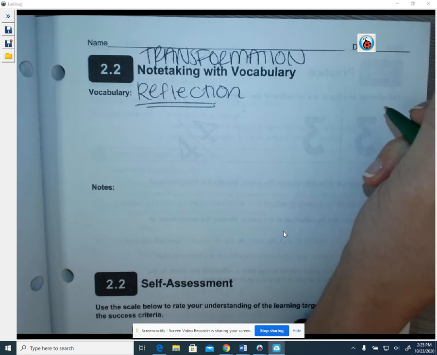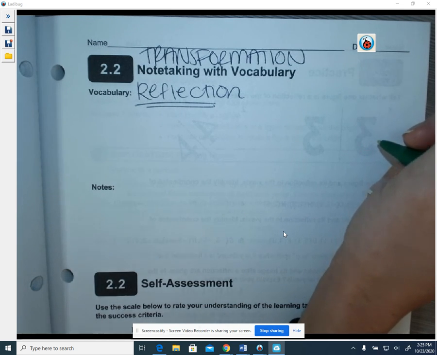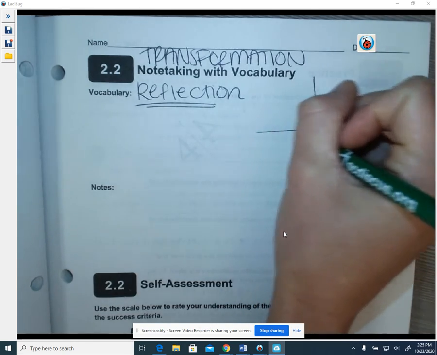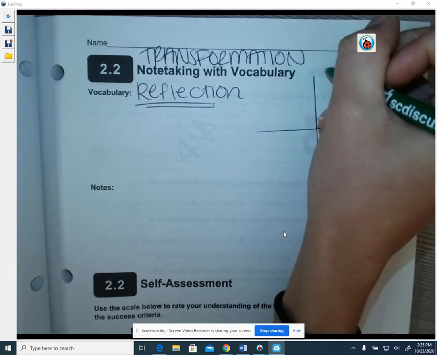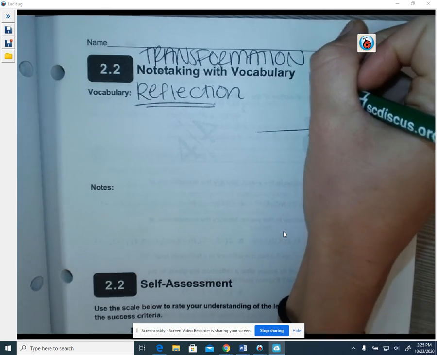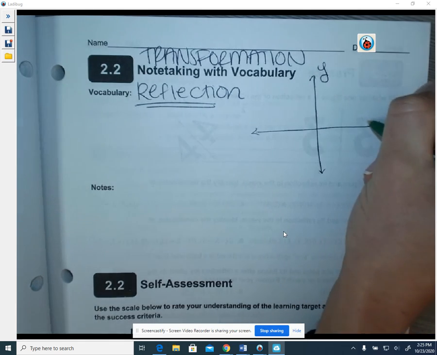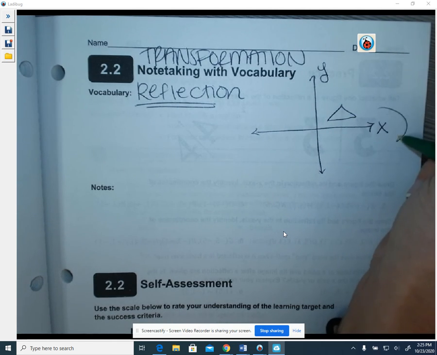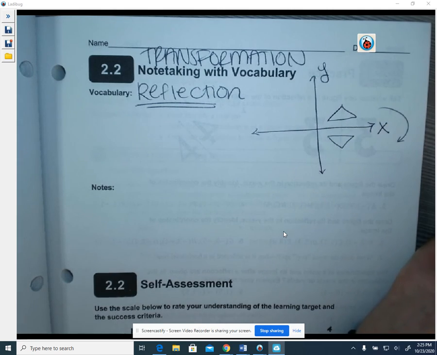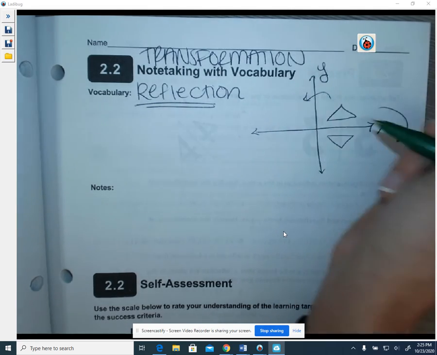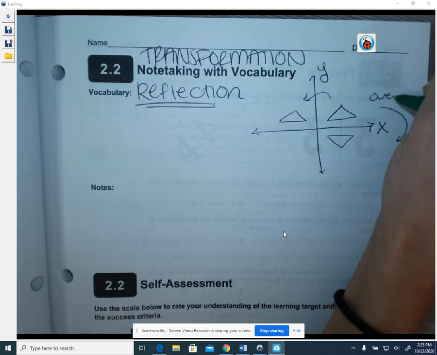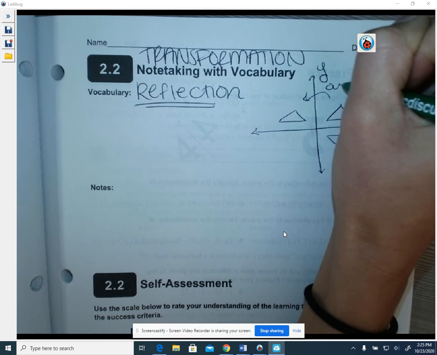Remember that our reflections are going to be on a graph. There are a couple different ways that we can reflect. For example, if this is our graph and this is our X line and our Y, we can reflect over either one of these. Say that we start off with the triangle. I can reflect it over the X like this, or I can reflect it over the Y like that. So I can either go over the X or over the Y.